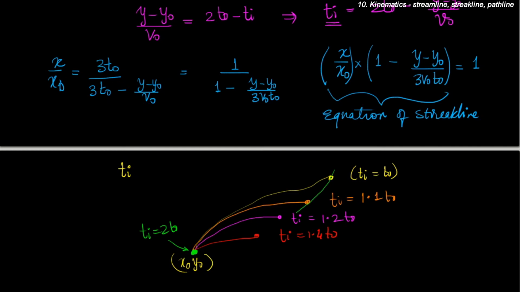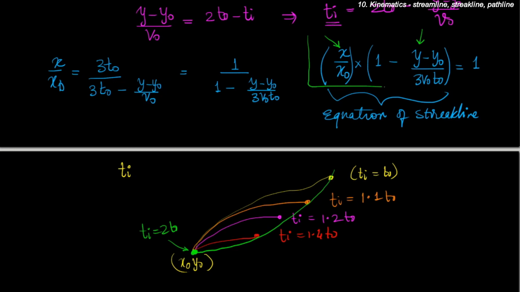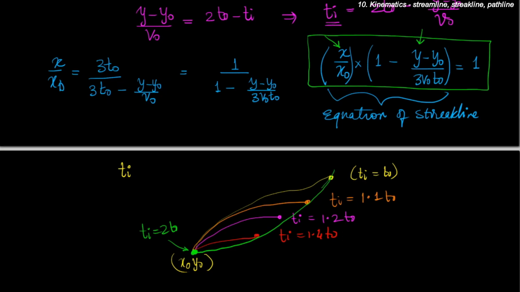Then the locus joining these is the curve in which Ti has been removed out of parameterization. The final points x and y are thus related by this particular expression to yield us the streamline. So the green line is the colored dye that we will observe in the domain.